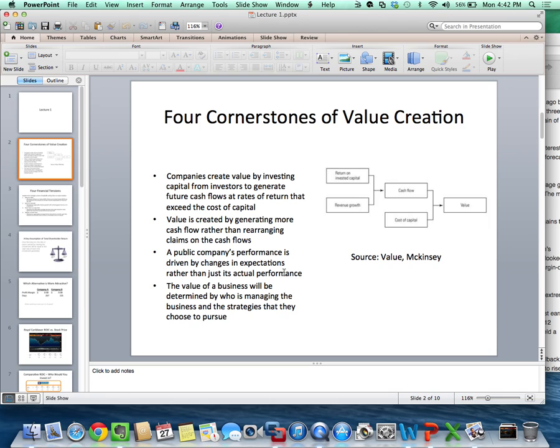A public company's performance is driven by change in expectations rather than just essentials. So in a 3-month period of time, what matters most is expectations. So what you really need to start to understand is what companies have expectations that can change, and can you profit on the changes in the expectations? That is really what's going to be more important in the short run, right?